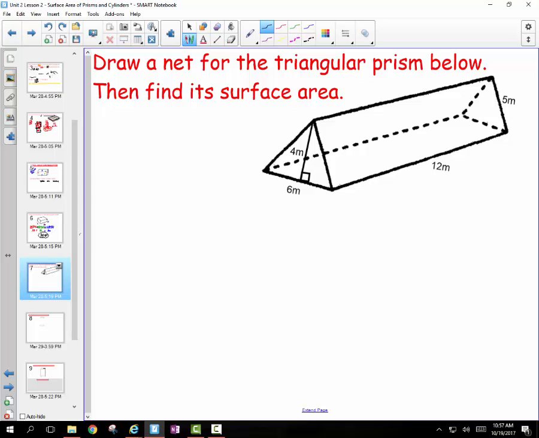There is no formula for a triangular prism. You've got to find the area of all the faces. So the first thing I'm going to try to do is draw this net. It's kind of tricky to do this, but remind me what I said. I said I'm always going to start with the bottom.